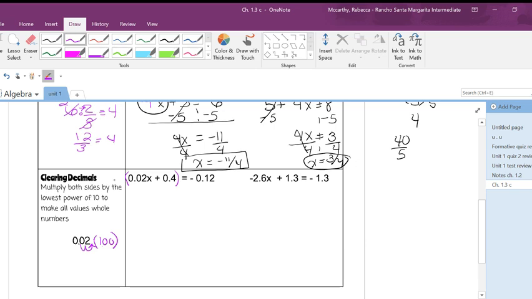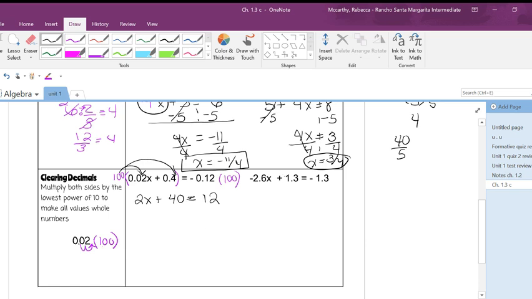So I'm going to multiply this by 100, and as long as I do the same thing to both sides, it's all legal. So I'm going to distribute. The 100 times 0.02x gives me a 2x. 100 times 0.4, that moves my decimal over 2 places, that gives me 40. And 0.12 times 100 gives me 12. Now I have nice clean numbers and I could solve my equation.